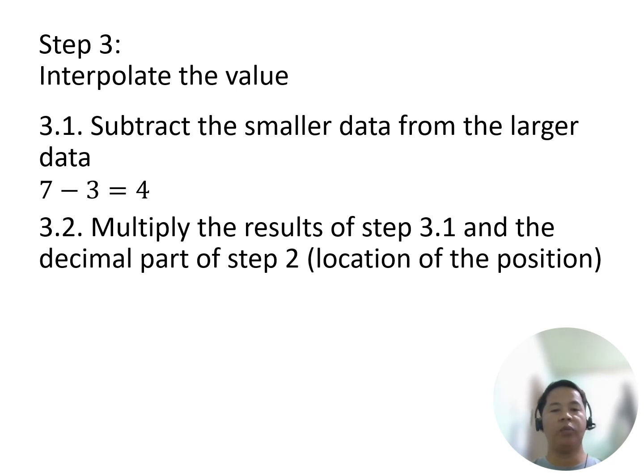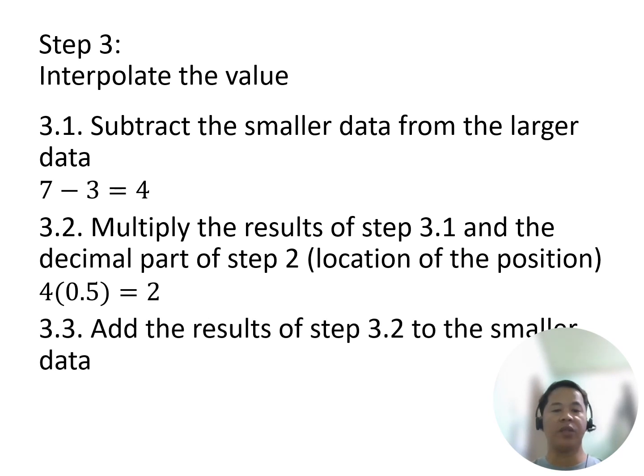Second step is to multiply the result of step 3.1 and the decimal part of step number 2, or the location of the position. So the result of step 3.1 is 4 multiplied by the decimal part, which is 0.5, because the position of quartile 1 is 2.5. Therefore, the decimal part is 0.5. And multiplying 4 and 0.5 is equal to 2, or simply 1/2 of 4 is equal to 2.